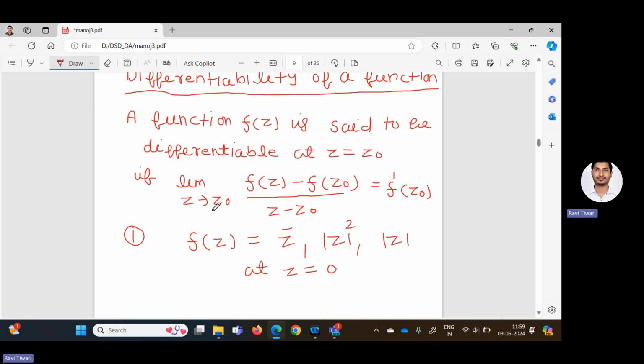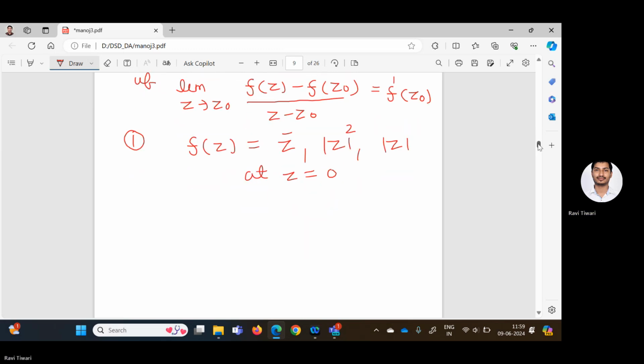So let me start with the first example. The first example is given f(z) equal to z conjugate. So we can write here limit z tending to z naught. What is z naught here? z naught is the point at which we want to check differentiability. So we are interested in z equal to 0. So limit z tending to 0, f(z) is given z conjugate, minus f(0), divided by z minus 0.